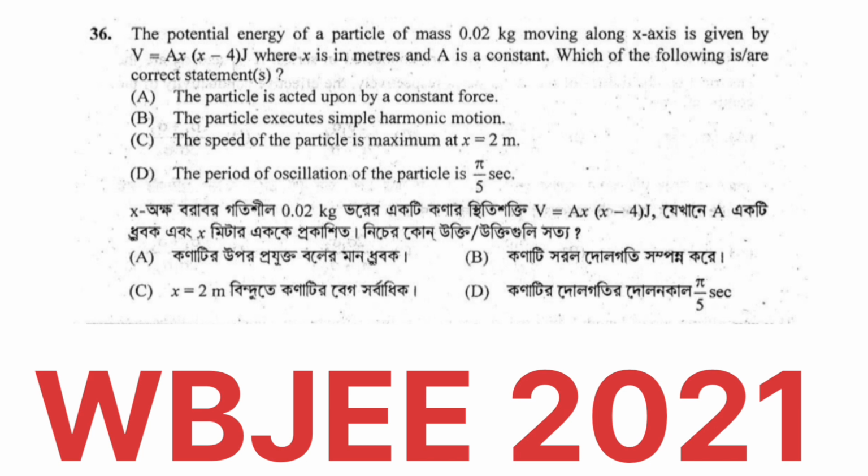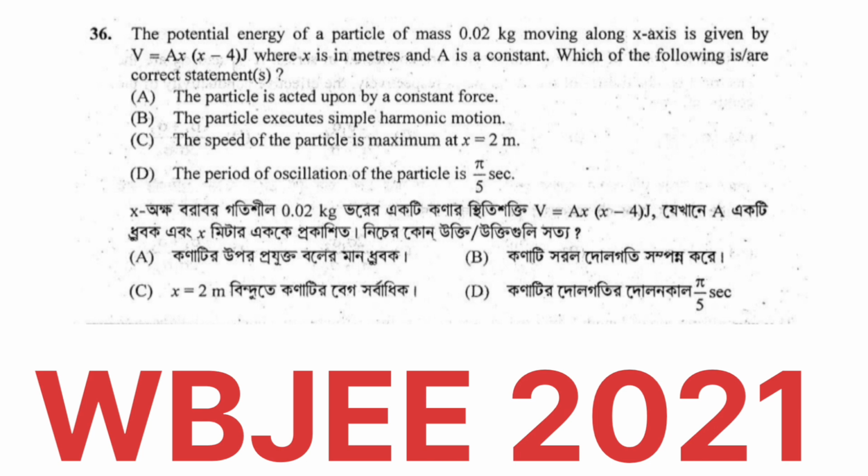Now coming back to the question that came in 2021. In it, the mass of a particle was given and the potential energy was given as a function of displacement, which is x. So V was given as Ax into x minus 4 joule, where A was a constant, and 4 options were given. It was our task to mark which of them was correct. So let's see each of the options one by one and see which one of them are going to be correct.